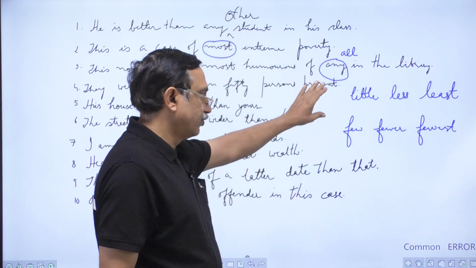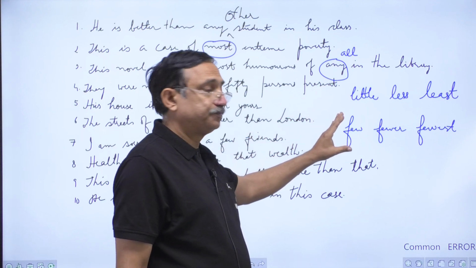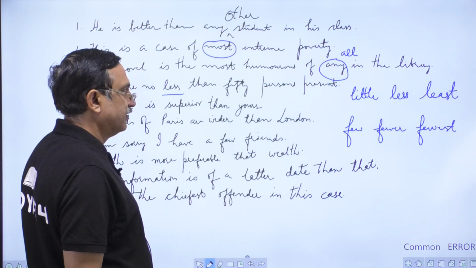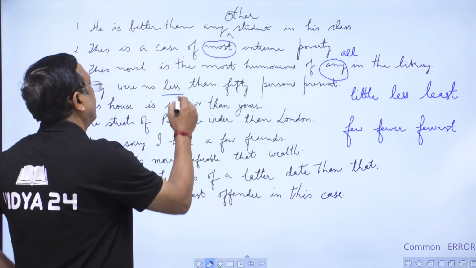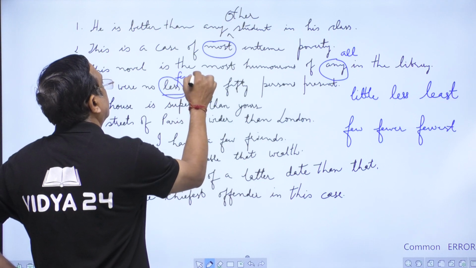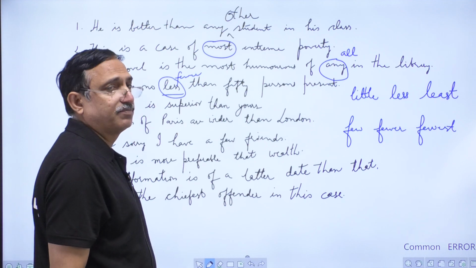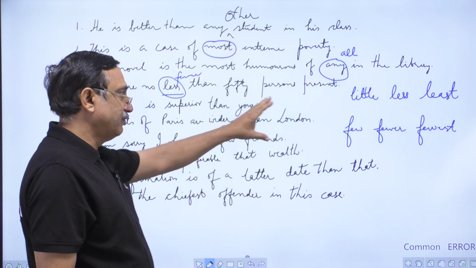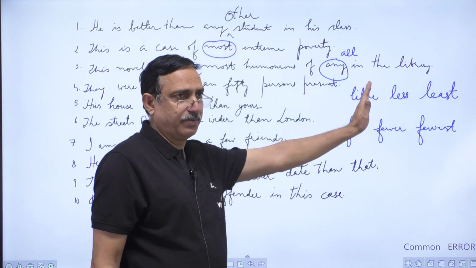So little we use for quantity and fewer we use for numbers. So here we are talking about persons. So persons cannot be in less. So it should be replaced by the word fewer. There were no fewer than 50 persons present. So people cannot be in quantity. So you must remember the different forms of adjective: positive, comparative and superlative.